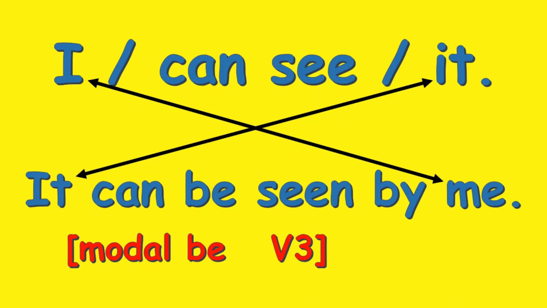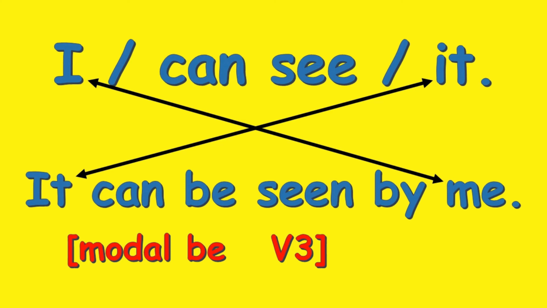I can see it. Now, in this sentence, we all know that the subject is I, can see is the verbal portion, and the object is it. Now, here we have two verbs. One is a modal and the other one is a main verb. And we all know that here can is the modal and see is the main verb. Now look how it is answered.